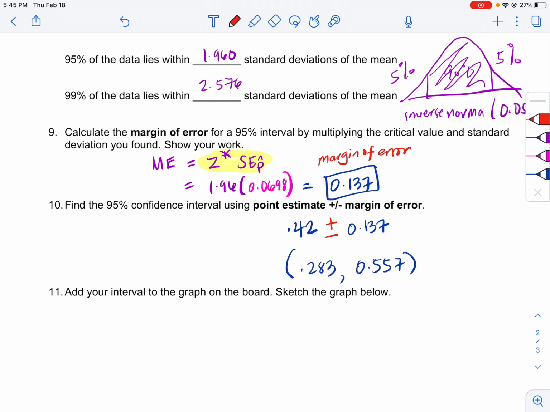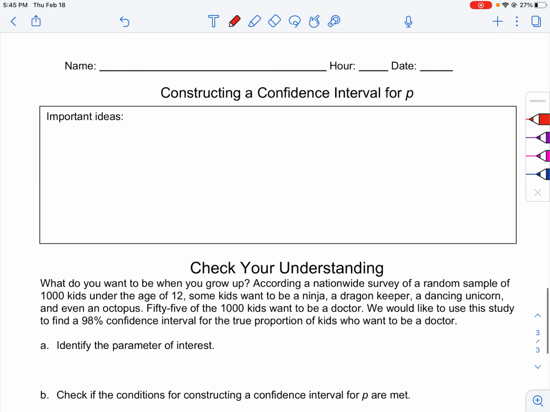Okay, then let's recap with the formula of that one. That was a P hat plus and minus Z star times the square root of P hat 1 minus P hat over N. So this is now our new formula, which is unfortunately not given on the AP exam. But of course, you can just combine those, right? Combine the standard deviation and the P hat. Okay, I am going to skip number 11 and number 12. I am going to do the important idea section right away.